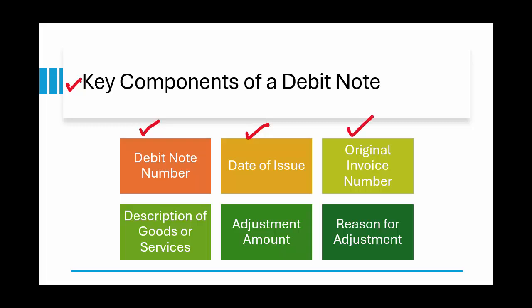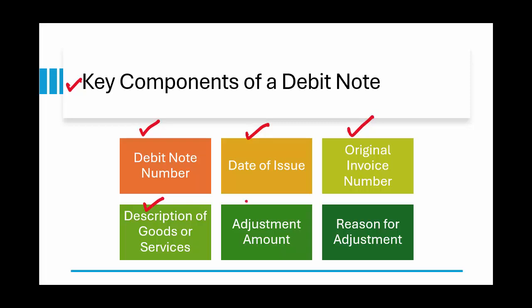Original invoice number: a reference to the original invoice that the debit note relates to, ensuring both parties can match the debit note with the initial billing document. Description of goods or services: details of the items or services in question, especially if they're being returned, found faulty, or if the quantity or price needs adjustment.